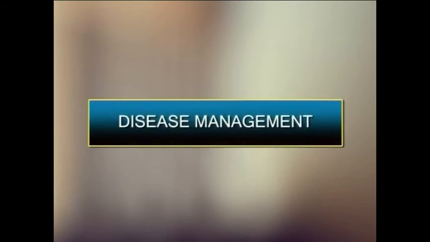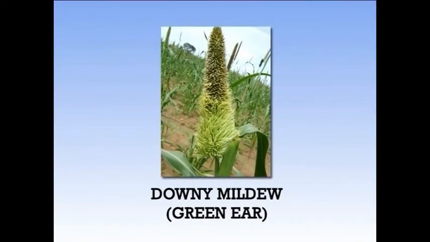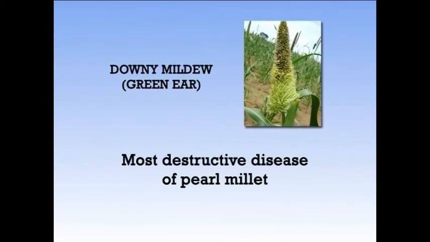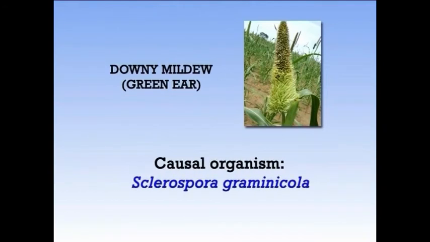Next is about disease management. The first one is downy mildew. This is also known as green ear. This is considered to be the most destructive disease in pearl millet. Its causal organism is Sclerospora graminicola.